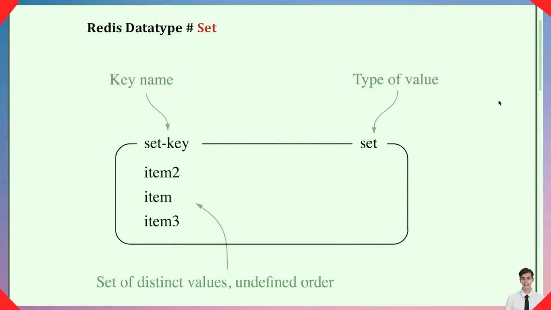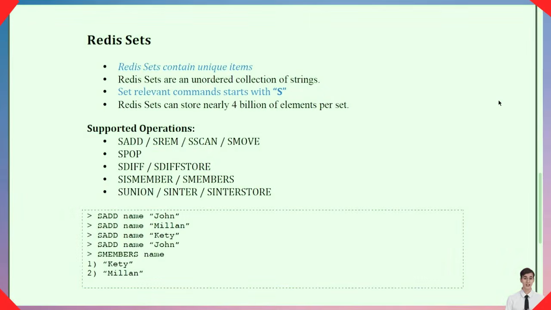Redis data type set is key based, and set provides distinct values and no defined order. Redis sets contain unique items. Redis sets are an unordered collection of strings. Set relevant commands start with S. For example, sadd, srem, sscan, smove, spop, sdiff, etc.